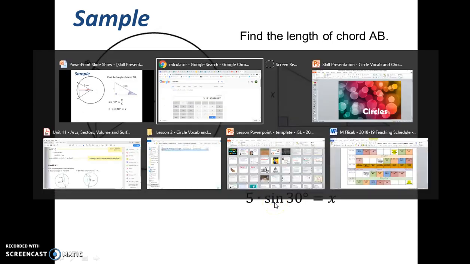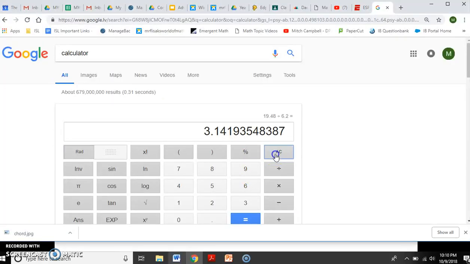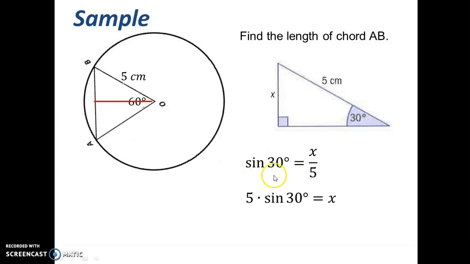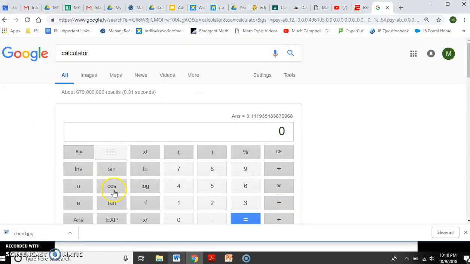You can use your Google calculator as well. I just did a search for calculator. I have this calculator open up in Google. And you'll notice it has sine, it has this other thing here, which is cosine, and this is tangent. When we learn trigonometry later, you'll use all three. Today, we're just going to focus on sine, all right? And what did we have there? We had sine of 30. So I'm going to punch that in.